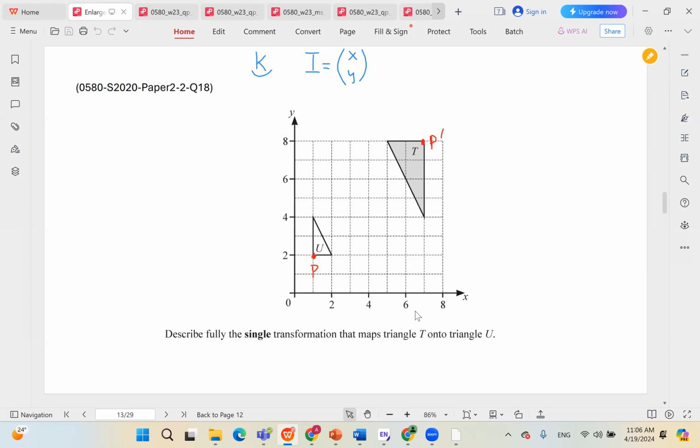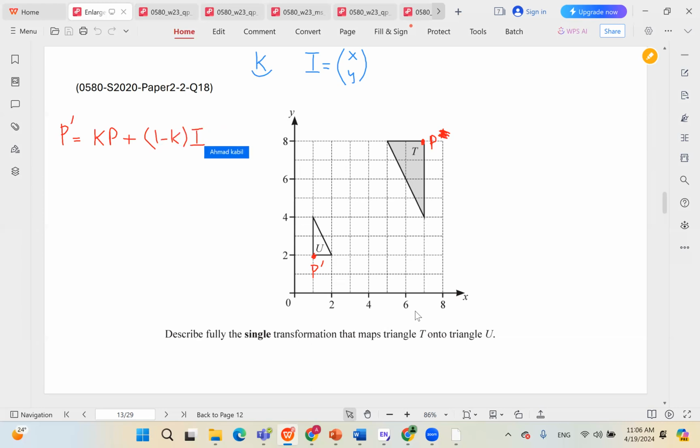Excuse me, I made a mistake here. So we're going from T to U, not U to T. So T would be P and U would be P dash because we're going from T onto U. So the initial is P and the final is P dash. So anyway, our equation here is P dash equals K P plus 1 minus K times I.